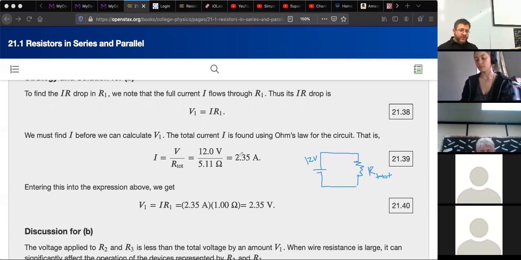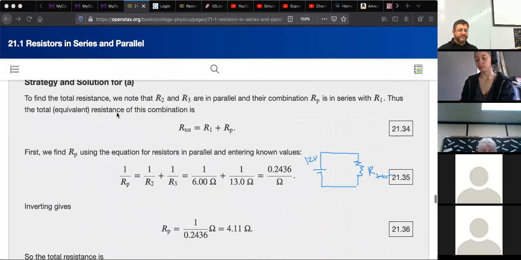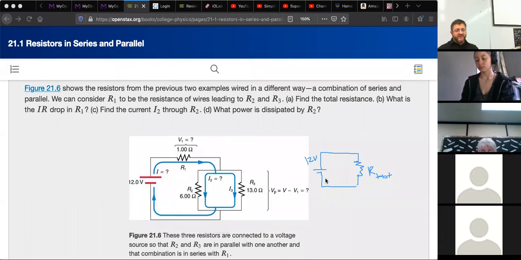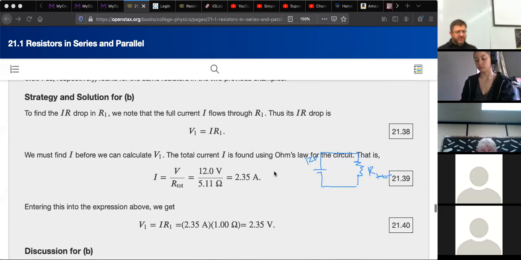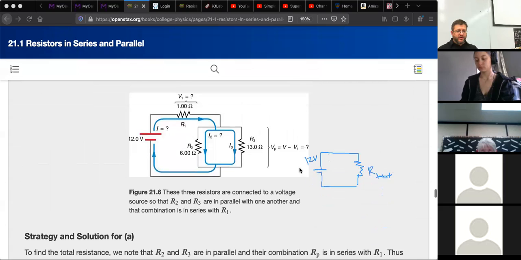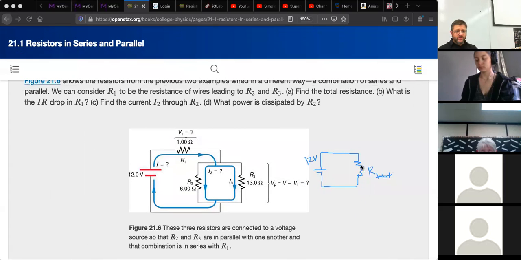If I have 2.35 amps flowing through this whole circuit, then I can now start to backpedal. If I go back to my original drawing, if I have 2.35 amps of current going through this whole circuit, then I have 2.35 amps coming out right here, and it goes through this resistor.